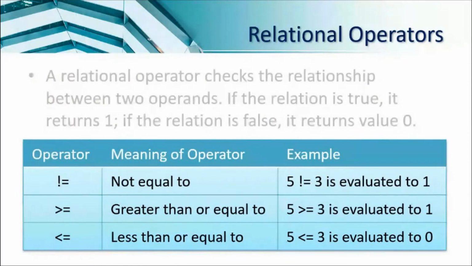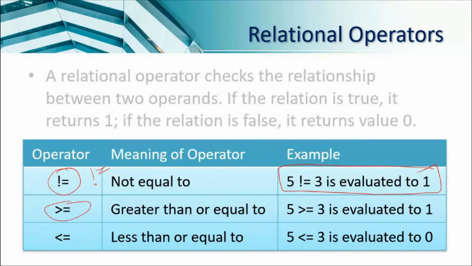Then there are 3 more relational operators. One is not equal to, which is the exclamation symbol followed by the equal to symbol. So 5 not equal to 3 is again evaluated to 1 because 5 is not equal to 3.